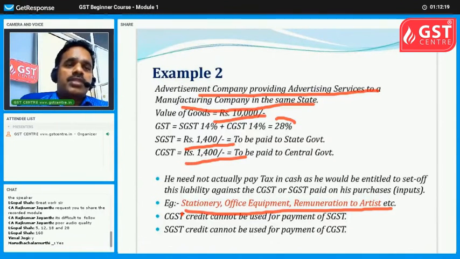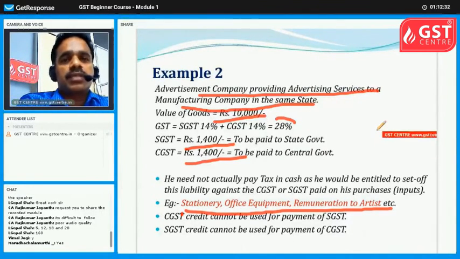All such payments are subject to GST. So all GST paid to such parties can be claimed as input tax credit, and such tax paid can be deducted from the total tax liability.